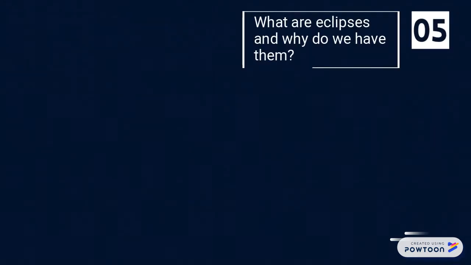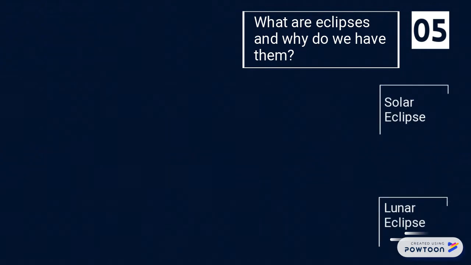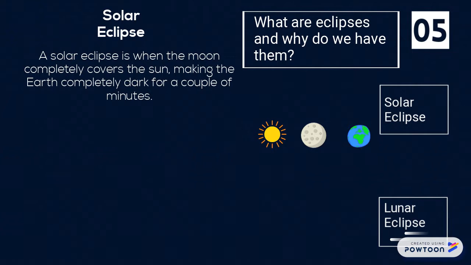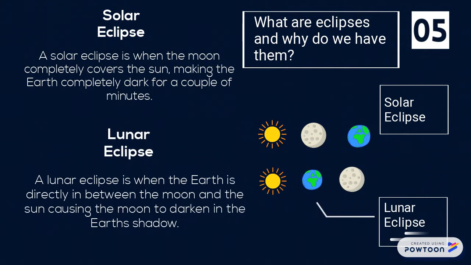There are 2 eclipses, the solar eclipse and the lunar eclipse. A solar eclipse is when the moon completely covers the sun, making the Earth completely dark for a couple of minutes. A lunar eclipse is when the Earth is directly in between the moon and the sun, causing the moon to darken in the Earth's shadow.